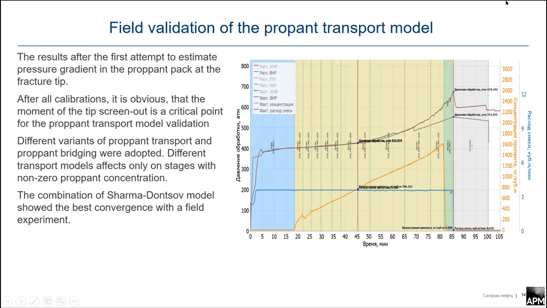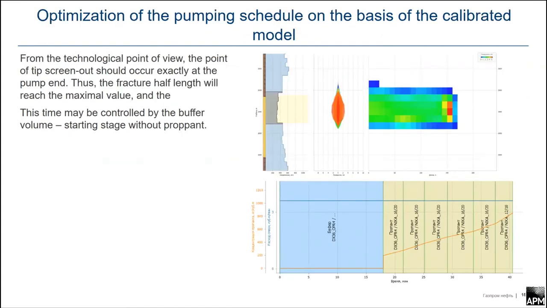I made some calibrations, and the best match was this combination: the Sharma model for proppant transport and the Dantsov model, Jaeger Dantsov, which was previously here, for proppant bridging. So well, that's about my idea from the field experiment. And the idea of technical optimization now is very simple.